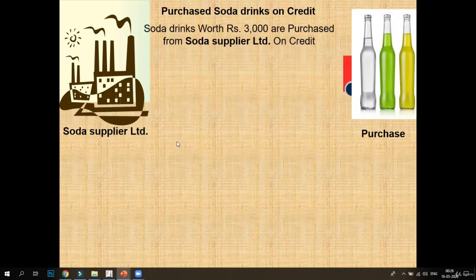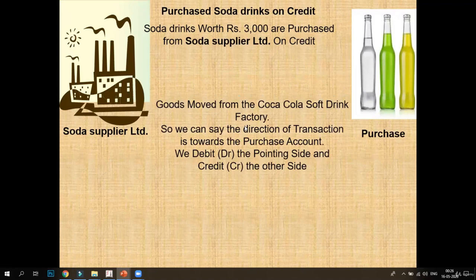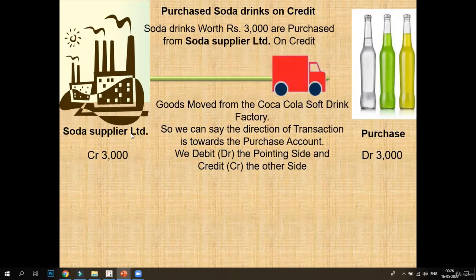Now the fourth transaction is the company purchased soda drinks on credit from Soda Supplier Limited. Now what is the supplier giving? So supplier will be credited and purchase will be debited. So the entry becomes purchase account debit, soda supplier account credited.